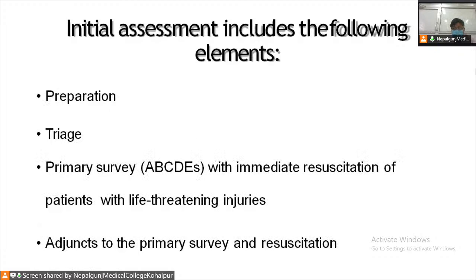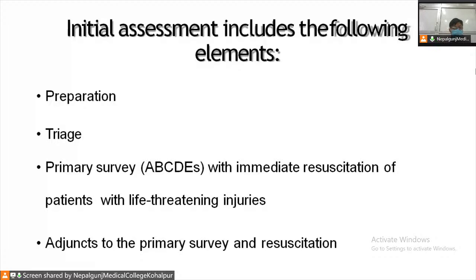So the initial assessment that we should follow: one is preparation, so that we should be prepared while doing anything regarding a polytrauma case, and we should triage, because triage is the sorting of patients so that patients will get maximum benefit. Due to the shortage of manpower during trauma, we can allocate the maximum effort to save the patient. So we do the triage so we can treat the needy patients accordingly.